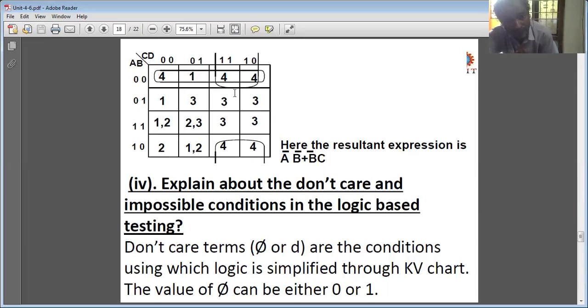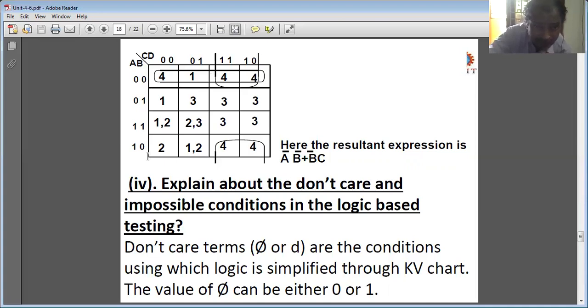Finally, the expression obtained is, for all these 4 cases, A bar, B bar, and for these two cases here, common is nothing but C. And in this 4, what is there? A bar, B bar is there. In this 4, what is there? A B bar is there. So for this 4, A bar, B bar, this is over.